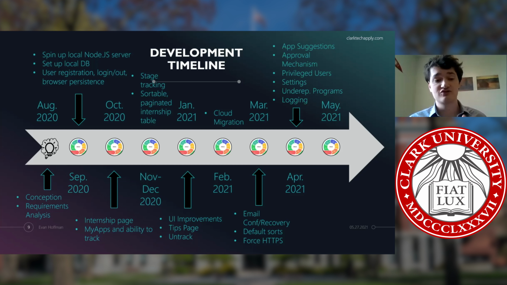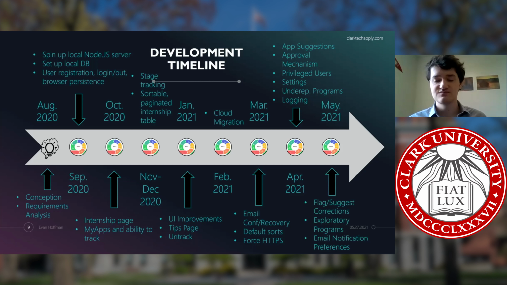In April, I created the infrastructure for app suggestions, in case we miss anything. I also created the privileged users and approval mechanism I showed last. I also built out account settings, which has everything from changing your email to password to changing your name to deleting your account. I personally don't like websites keeping information for accounts I'm not using anymore. So, if you're graduating or something and want us to delete your information, you can delete your account. I also built out the underrepresented students program page, and I also created logging, so I can monitor errors and such.